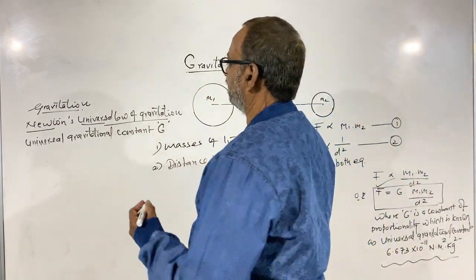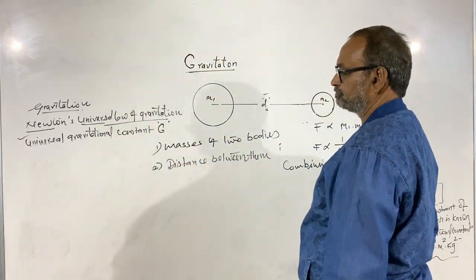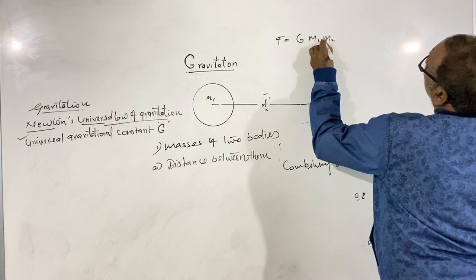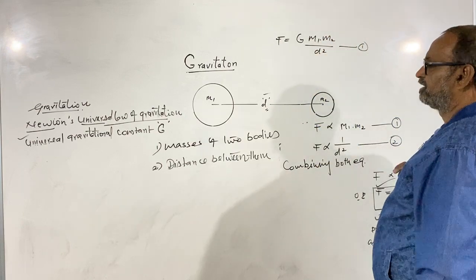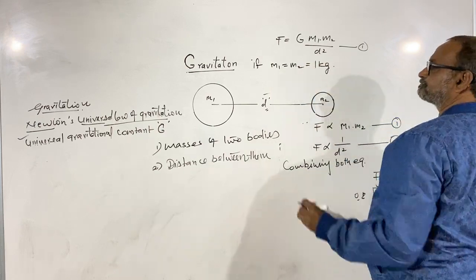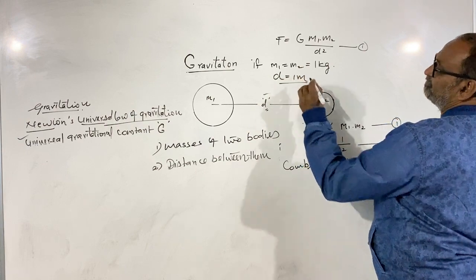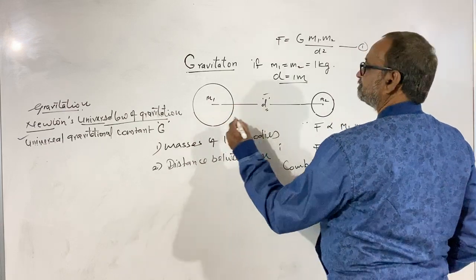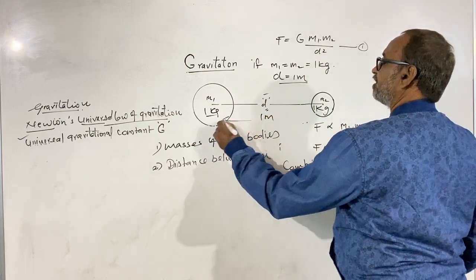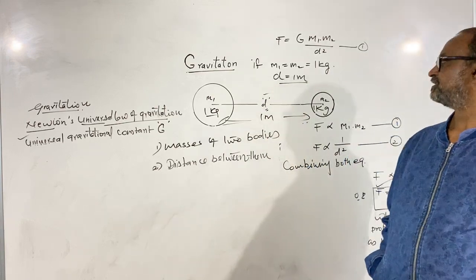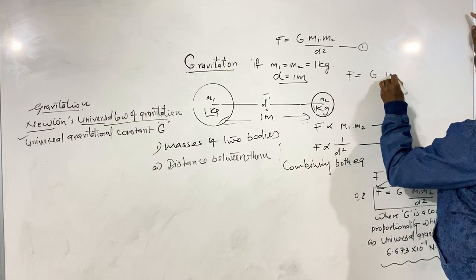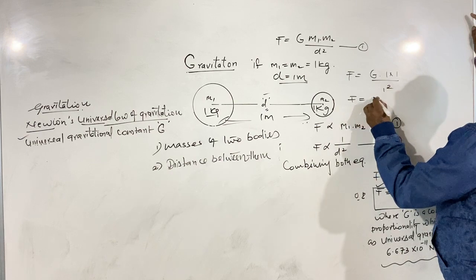Now let us define the universal gravitational constant. So, F is equal to G into m1 into m2 over d square. Okay? Now, if m1 is equal to m2 is equal to 1 kilogram, d is equal to 1 meter. That is, the two masses under question have mass 1 kilogram each, and the distance between them is 1 meter. They have been kept 1 meter apart. Now, substituting these values in this relation, we have F is equal to G into 1 over the square of 1, that is F is equal to G.